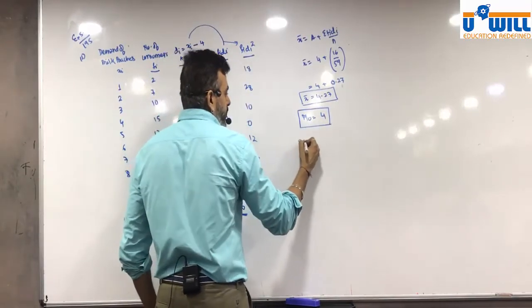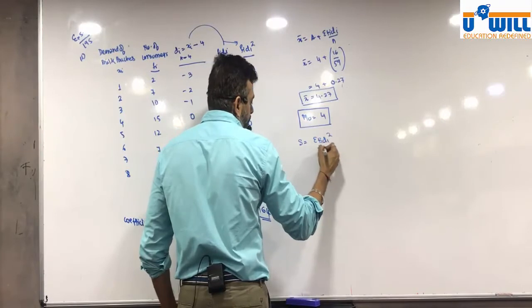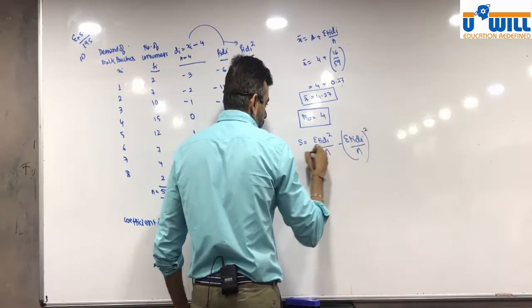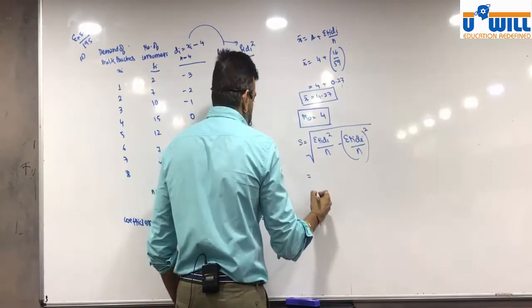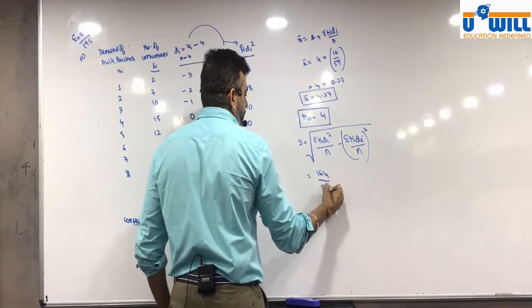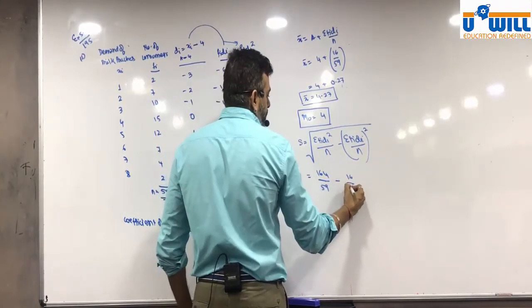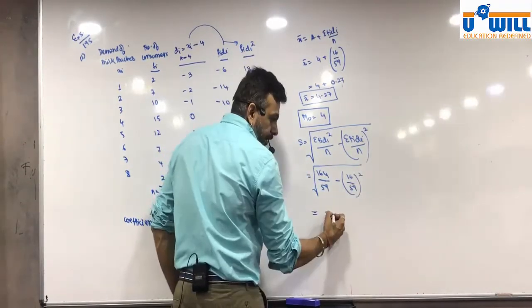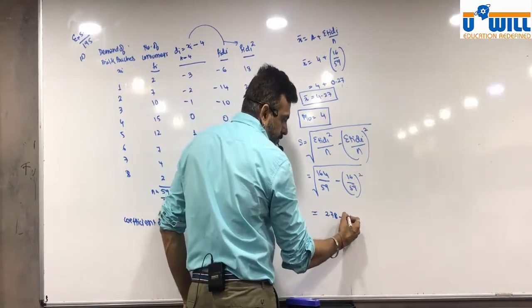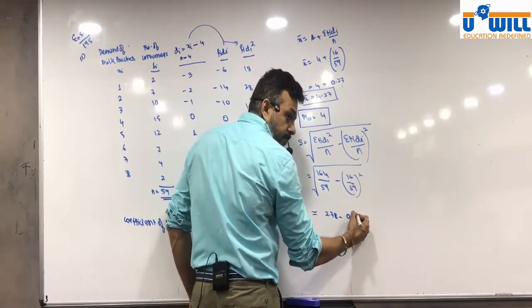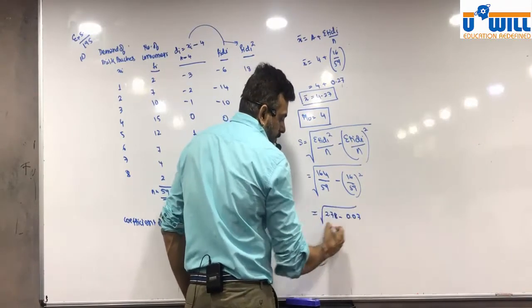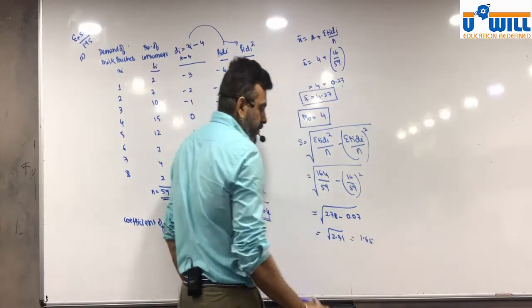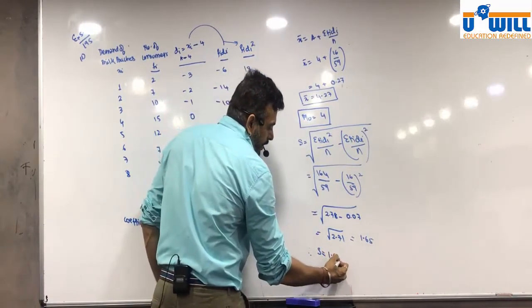Now standard deviation is equal to sigma fi di square upon n minus sigma fi di upon n, the whole square, the whole under root, is equal to 164 by 59 minus 16 by 59 the whole square, the whole under root. 2.78 minus 0.07 is equal to under root 2.71, 1.65. So standard deviation is equal to 1.65.